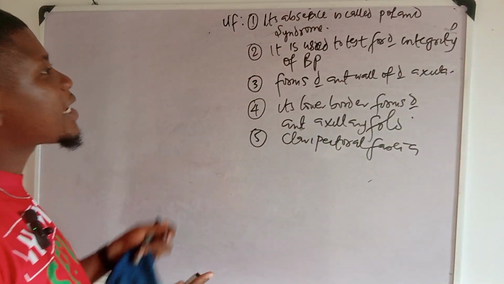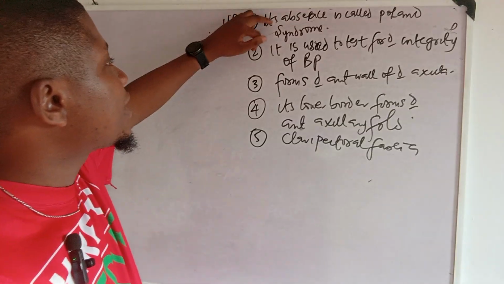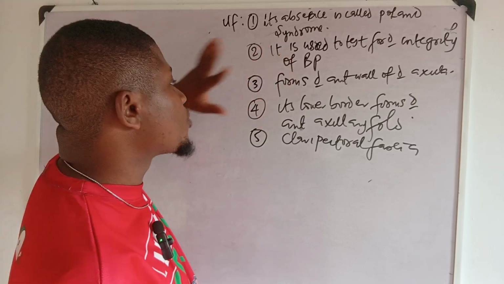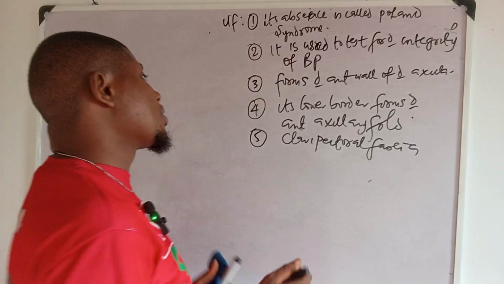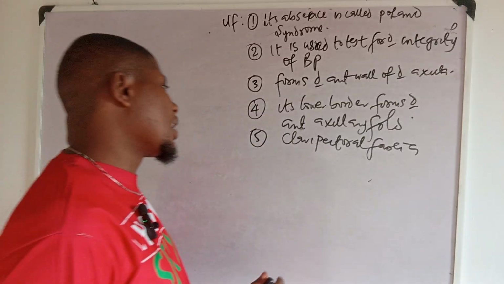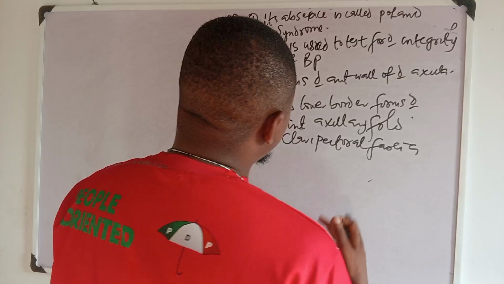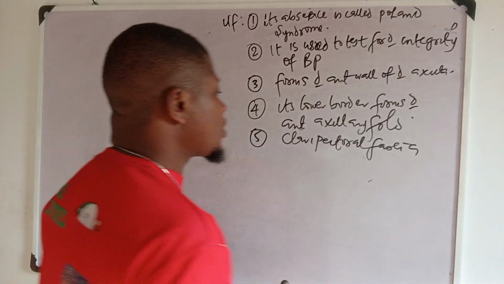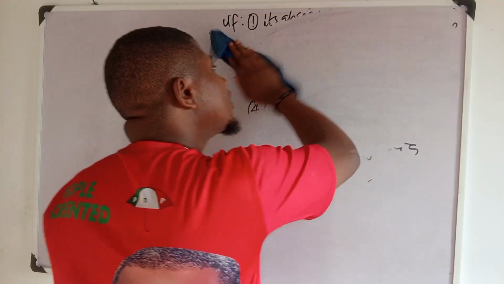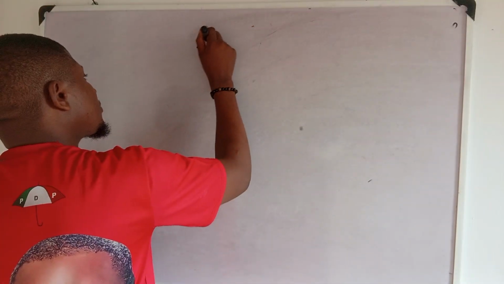So let's have all these points. The unique feature about this muscle is that its absence is called Poland syndrome. We use it to test for the integrity of the brachial plexus because it is supplied by all the segments of the brachial plexus. It forms the anterior wall of the axilla, and its lower border forms the anterior axillary fold. Then the fascia between it and the clavicle is called the clavipectoral fascia. Okay, I think we are done with this muscle. So let's look at the second muscle, latissimus dorsi.